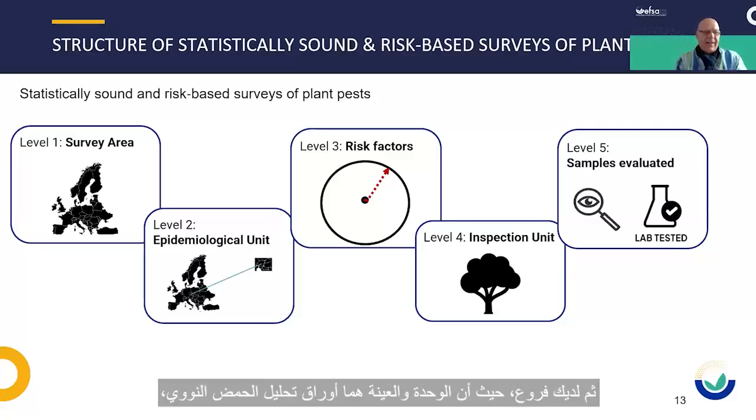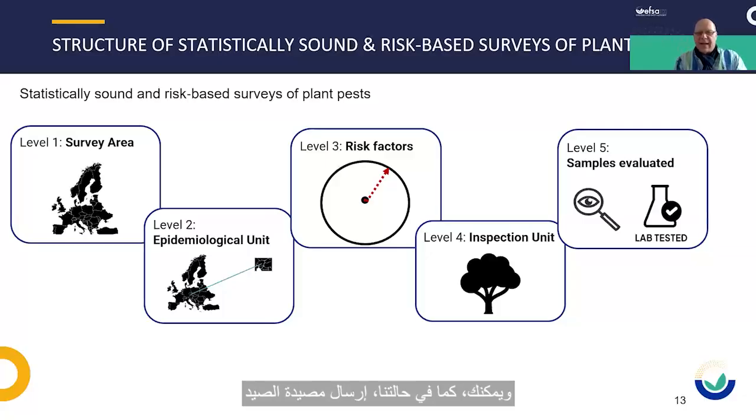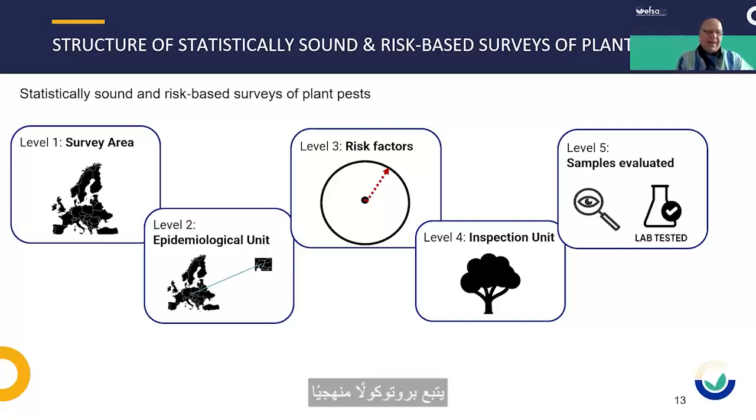Then you have branches as the unit, and the samples are the leaves for DNA analysis. And you can send, as in our case, your trap catch as the sample from your inspection unit, which is the trapping area, to the laboratory to identify the pest imagos. So that means the sample evaluation follows a method protocol that hopefully gives us a high probability to detect the pest in the inspection unit from which the sample was taken. Good.